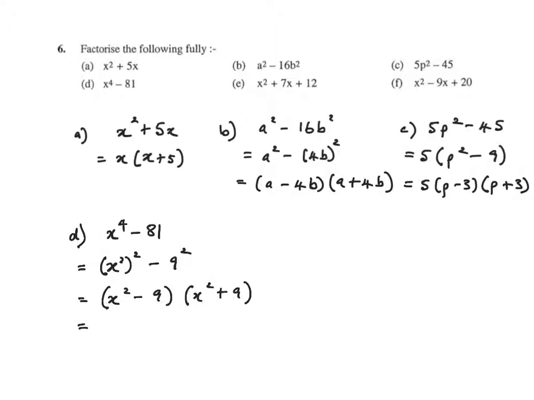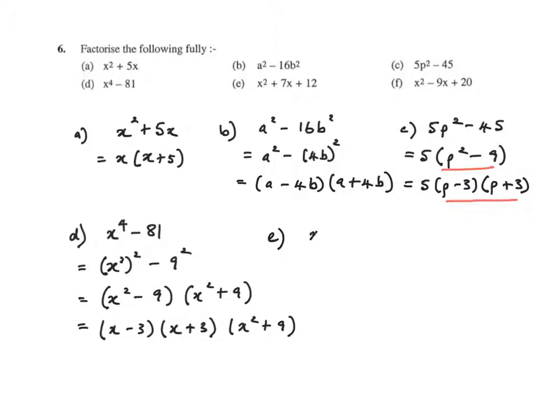But we just saw up here that p squared minus 9 can be written as p minus 3, p plus 3. So I can, in fact, expand the first bracket into x minus 3, x plus 3, and then multiplied by x squared plus 9.